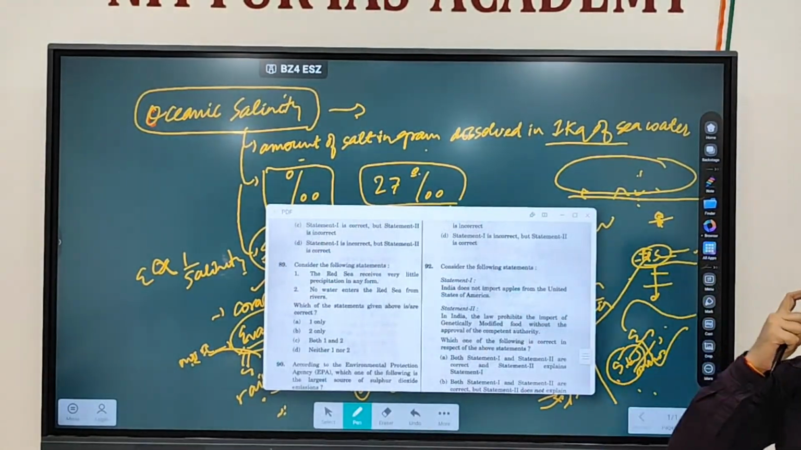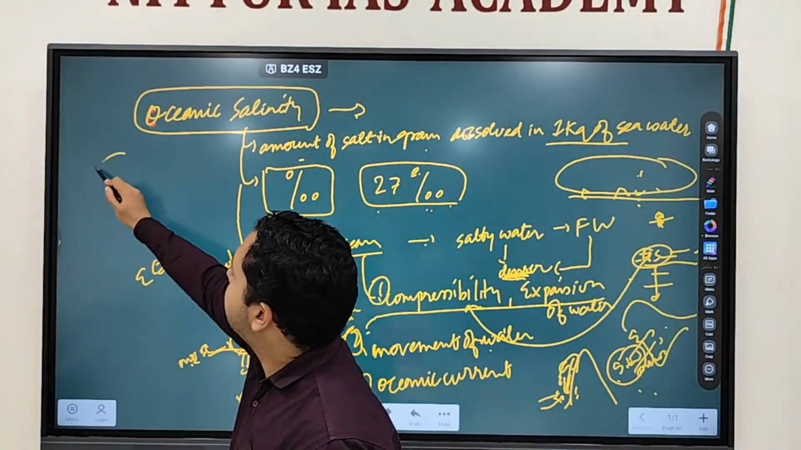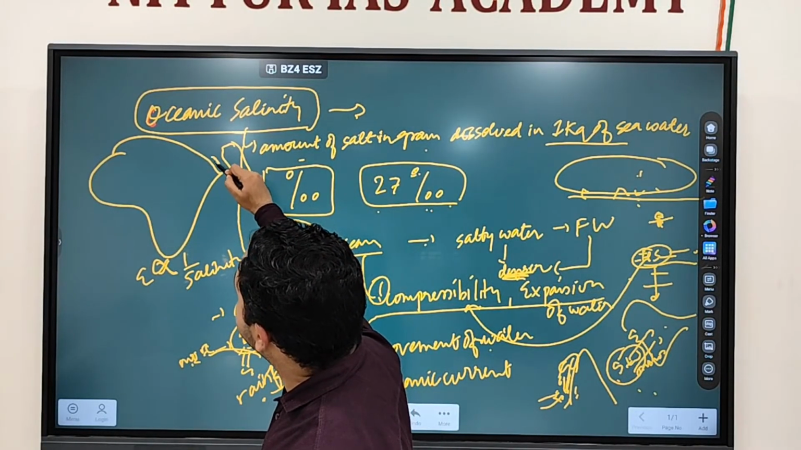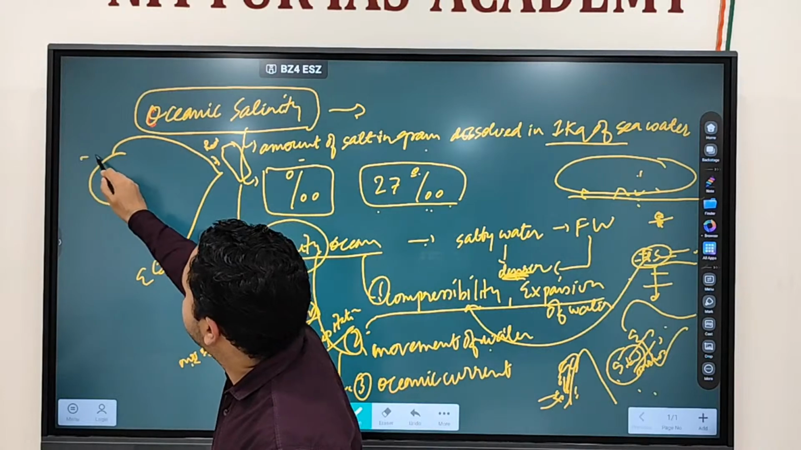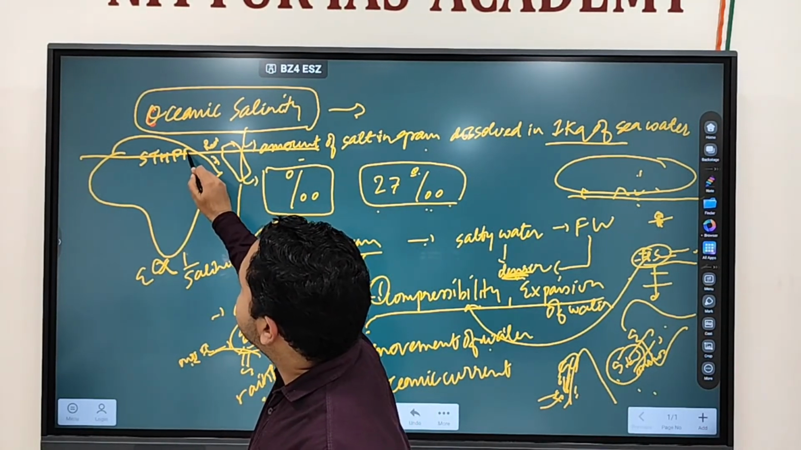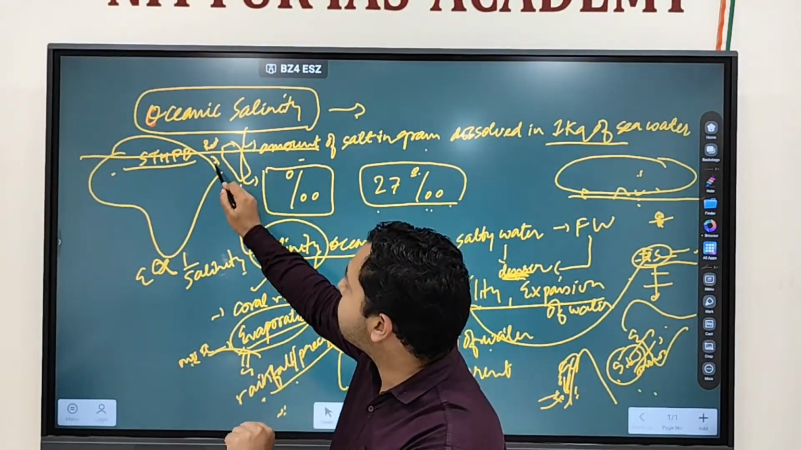The Red Sea received very little precipitation in any form. No water enters the Red Sea from the river. So here, as we discussed, where do we find the Red Sea? This is the Africa region, and this is the Arabian region. This sea is referred to as which sea? Red Sea. This sea lies in which zone? Subtropical high pressure belt zone, and we discussed whenever high pressure zones are there, less rainfall is going to be there.